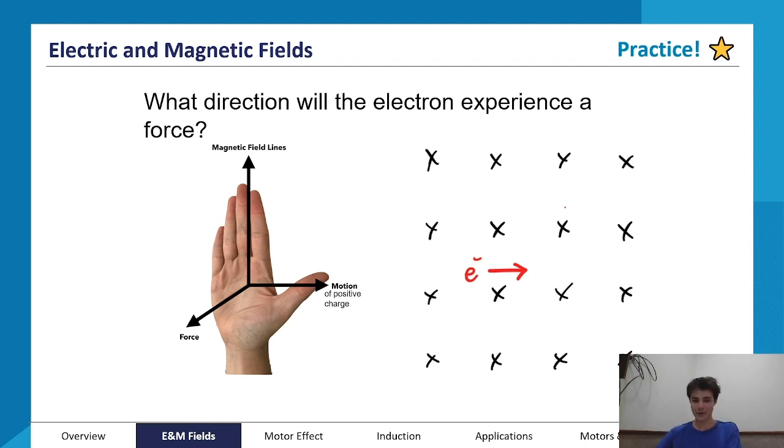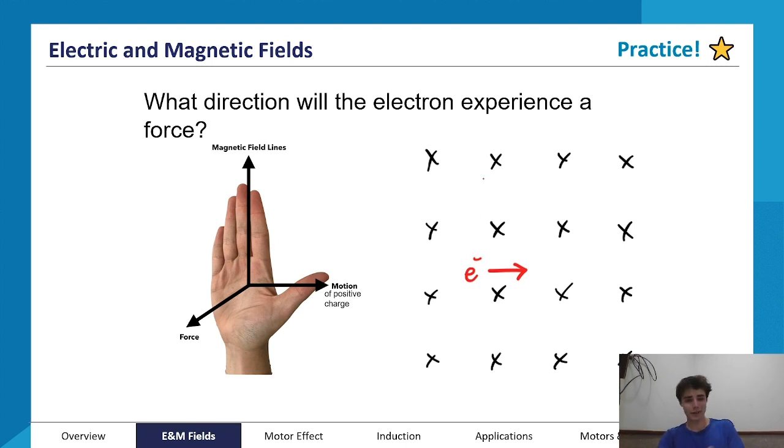So I've got this situation here where I've got an electron. It's moving in a particular direction through a magnetic field. Remember, you can use your right hand palm rule to figure this out. So your thumb points in the direction of motion of a positive charge, your fingers point in the direction of the magnetic field lines, and your palm will show the force on a positive particle. So if you want to have a go at this question by yourself, feel free to just pause the video. But aside from that, let's jump into it.